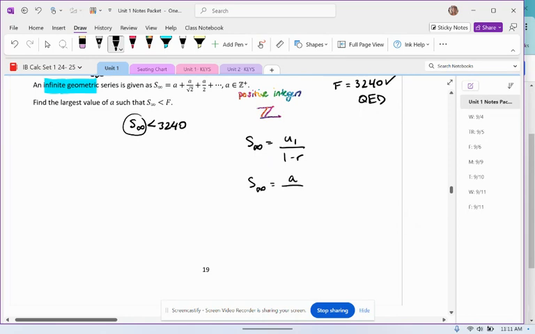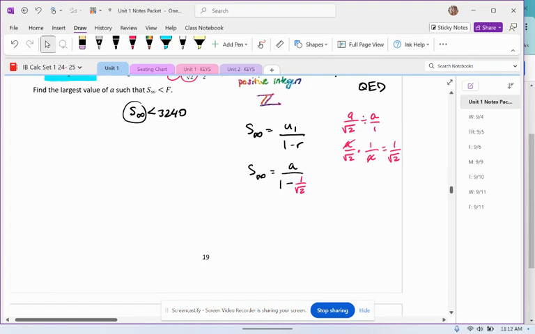We have u sub 1 over 1 minus r, so let's figure out what that r is. Whenever we don't know r, we can do second term over first. So we have a over rad 2 divided by a over 1. Whenever we are doing division with fractions, we keep the first, change the sign, and flip the second. The a's will cancel, and we have 1 over rad 2. That will be our r, okay? All right, perfect. So now I have an expression for the infinite sum. I'm going to put it over here, and I need to see where it is less than 3,240.